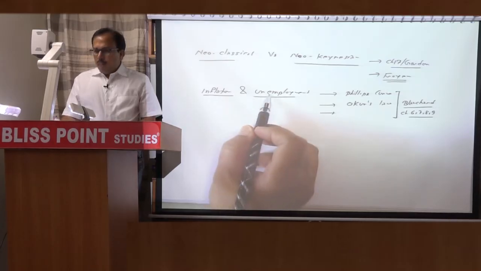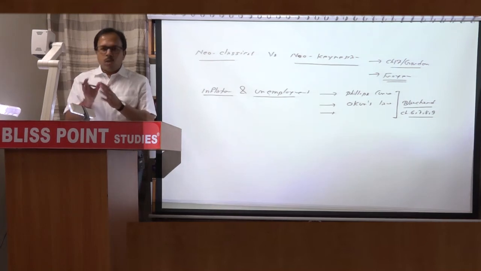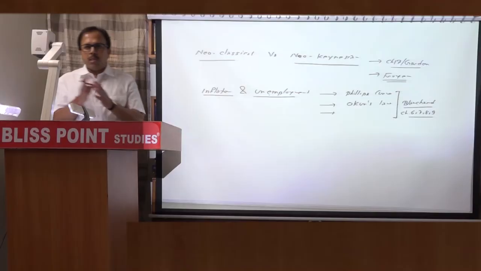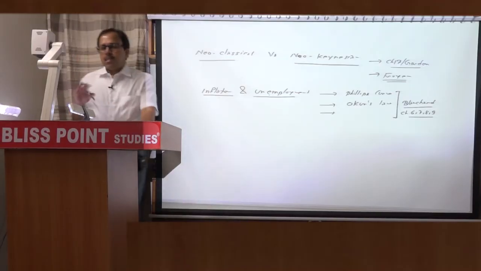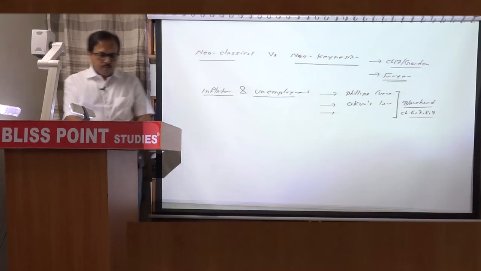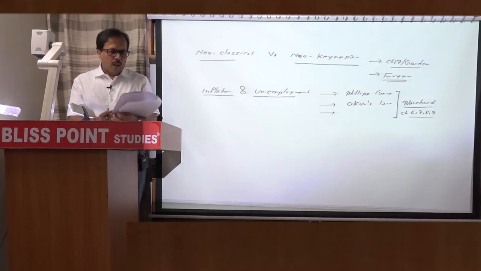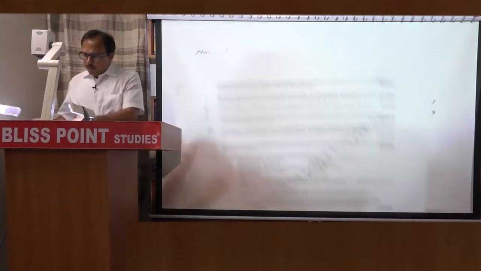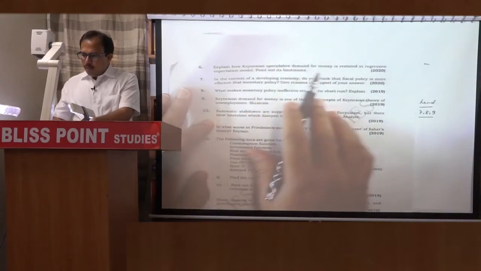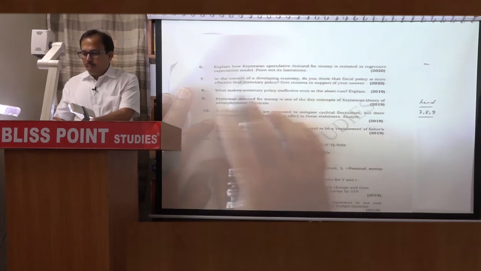Apart from inflation and unemployment, there are other topics in macroeconomics like demand for money. Demand for money was included in the classical concept, also in the Keynesian concept, and there are some recent changes as well. Like in 2020, there was a question. You can read question number 6. Explain how Keynesian speculative demand for money is restated in the regressive expectation model. Point out its limitation.